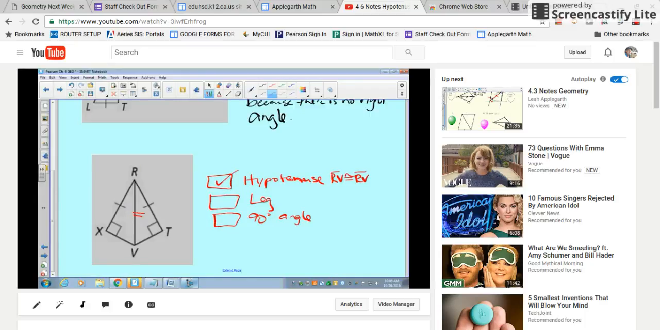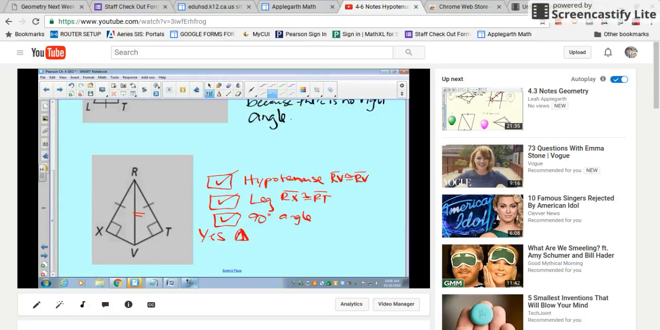And then now we say, do we have a leg of our triangles congruent? So we have RX congruent to RT. So check. And do we have a 90-degree angle within our two triangles? Yep, angle X and angle T. So yes, these two triangles are congruent.